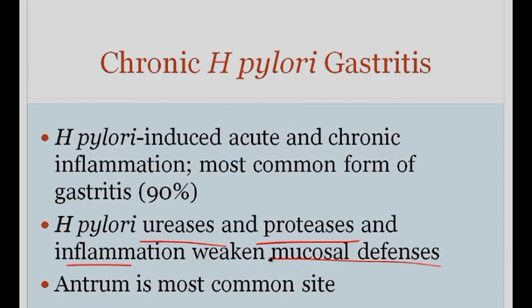Now, it's important to note that H. pylori does not invade into the stomach. It simply sits on the surface of the epithelium, but it produces these different byproducts which can then result in inflammation and weakening of the mucosal defenses. The most common site is the antrum. And that's important because, again, when you think about chronic gastritis, remember there's autoimmune, which involves the fundus and body, and then there's H. pylori, which involves the antrum. So they involve very different regions of the stomach.